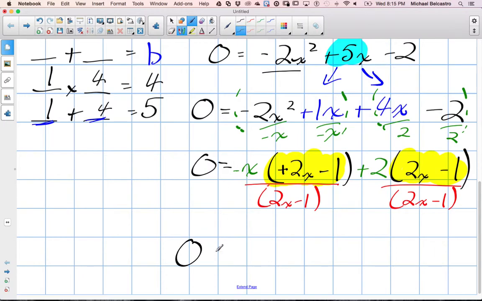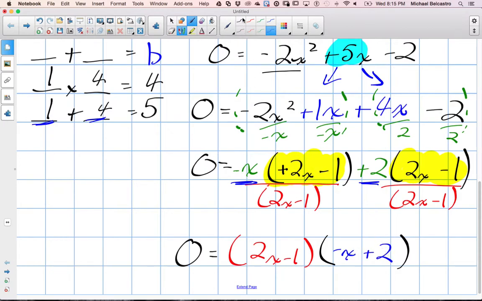So we have 0 is equal to our common factor, which is 2x minus 1. And then whatever's left over would go into the other bracket. And whatever is left over are the terms in front. Negative x plus 2. So we have negative x plus 2 in the other bracket.